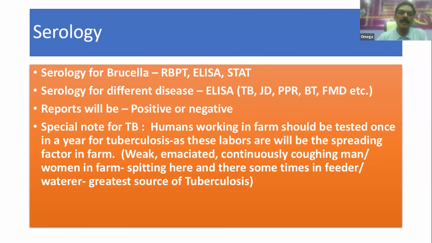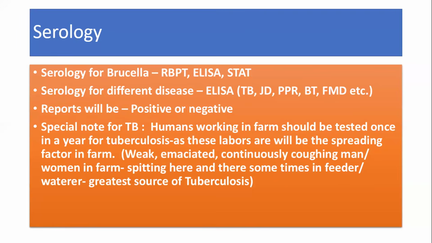But up till now, whatever I observed in those sheep and goat affected by tuberculosis, the common factor is human beings. So infection from humans goes to the sheep and goats. So humans working in the farm should be tested once a year for tuberculosis, as these laborers will be the spreading factor of tuberculosis in the farm.